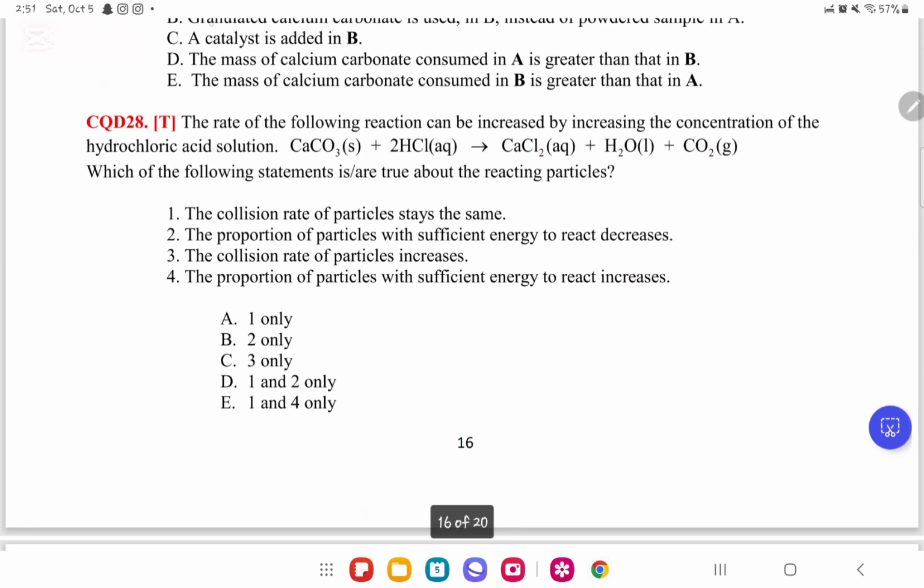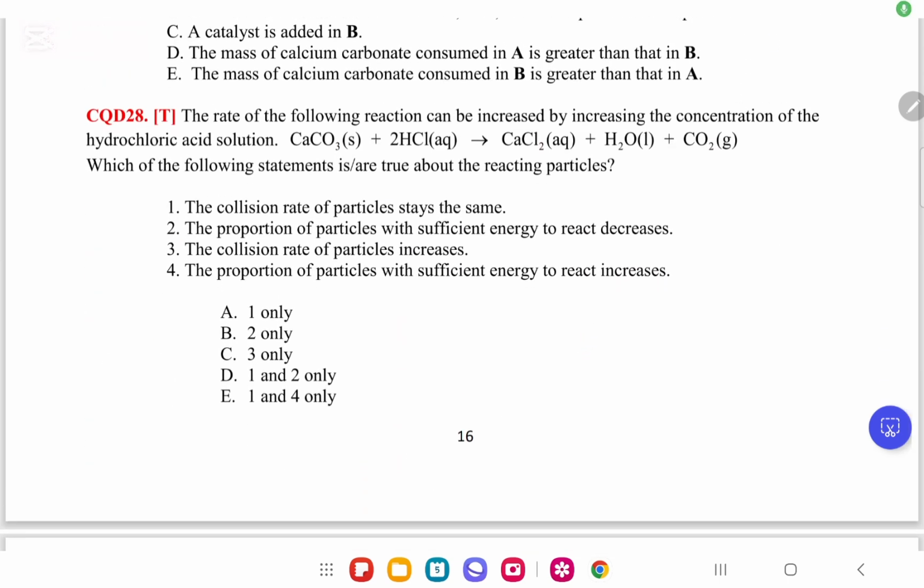CQD 28. Question number 28. The rate of the following reaction can be increased by increasing the concentration of the hydrochloric acid solution. Which of the following statements is or are true about the reacting particles? 1. Collision rate of particles stays the same. 2. The proportion of particles with sufficient energy to react decreases. 3. The collision rate of particles increases. And 4. The proportion of particles with sufficient energy to react increases.